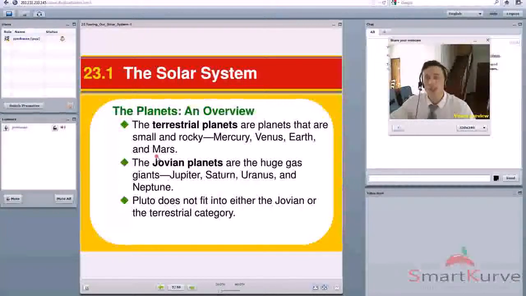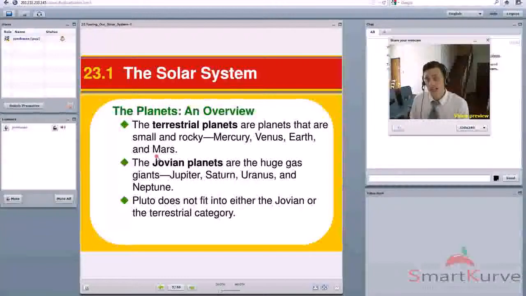And these are huge gas planets. They're much larger, much colder, and they're largely composed of gases, especially hydrogen and helium, but also gases like methane and ammonia. And we will take a closer look at this later in the lesson.